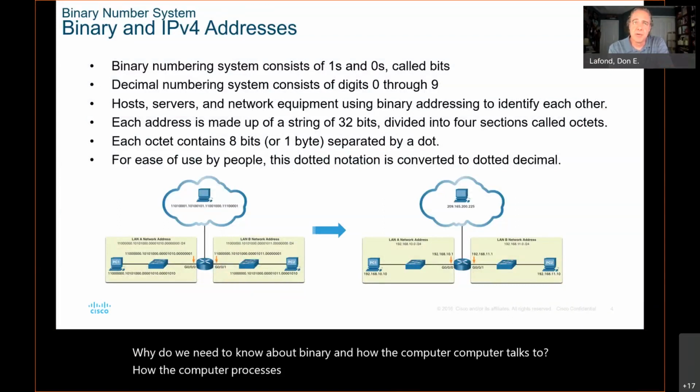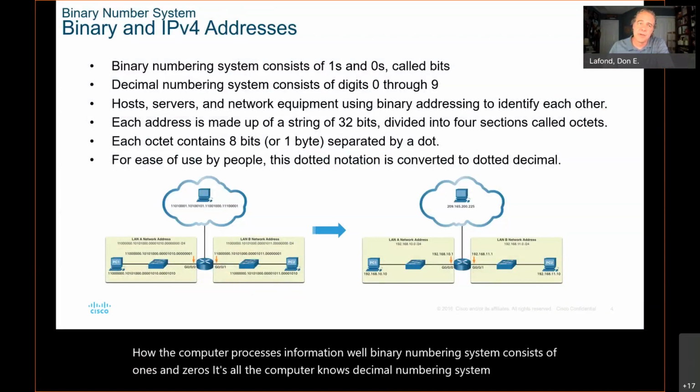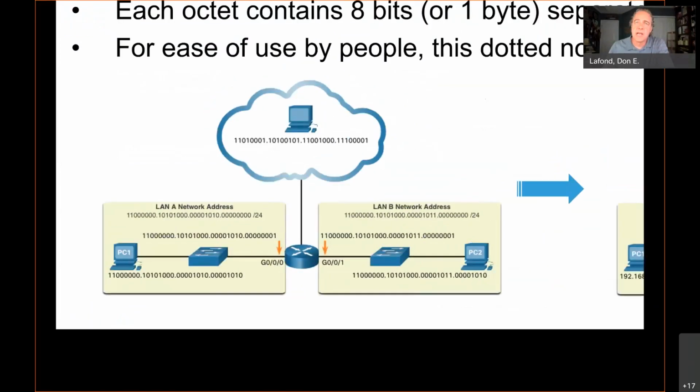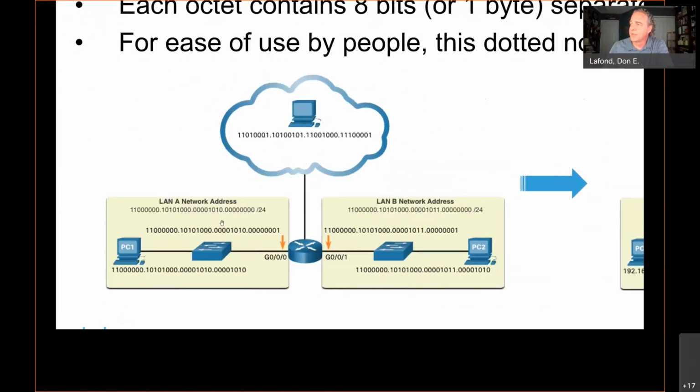Well, binary numbering system consists of ones and zeros. It's all the computer knows. Decimal numbering system consists of digits 0 through 9. So in the binary world, a computer is communicating in ones and zeros. The network address, 32 bits, and then the 24 stands for another 32 bits, which is a subnet mask. So a computer only understands ones and zeros.